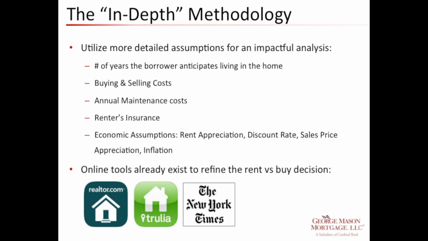Some of the people who have been doing it for a long time do the mathematics already, but to be able to give them a tool that they can do themselves, or you give it to them and print it out and send it to them, would be a huge asset. The easiest one, there's a couple different ones. Realtor.com has the buy versus rent calculator. Trulia has the buy versus rent, and then the New York Times has one as well.